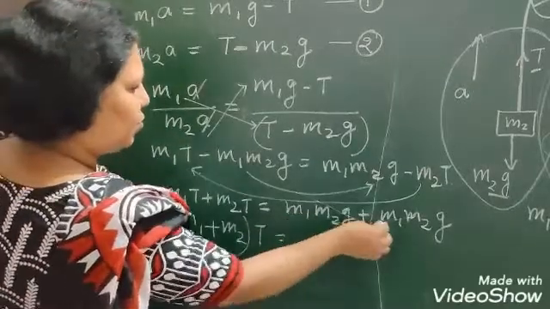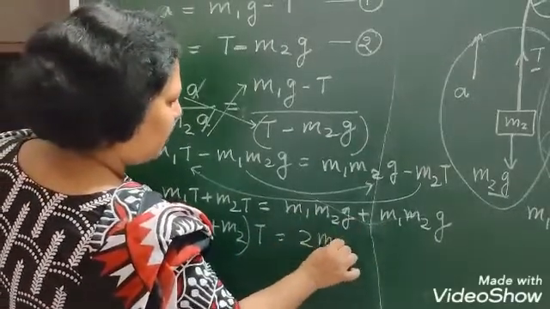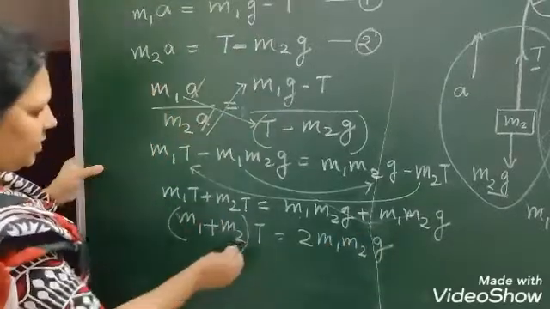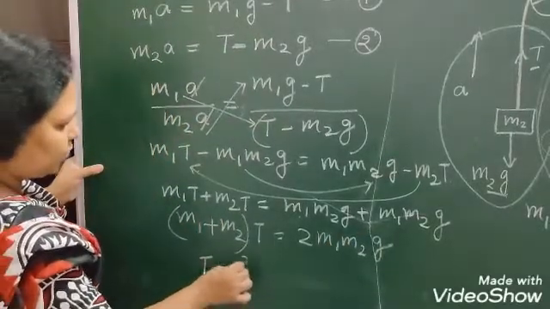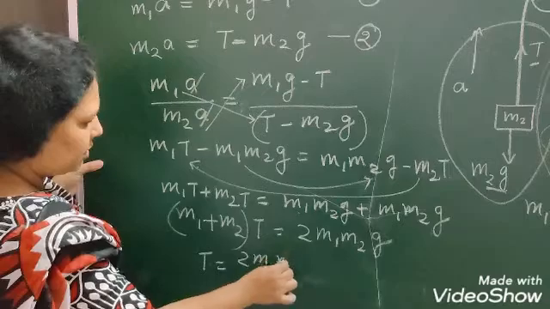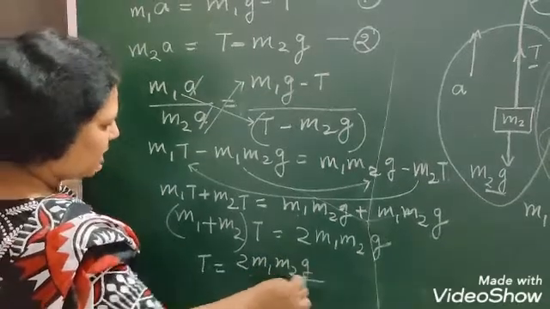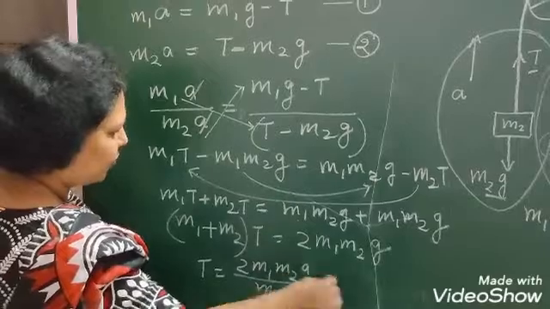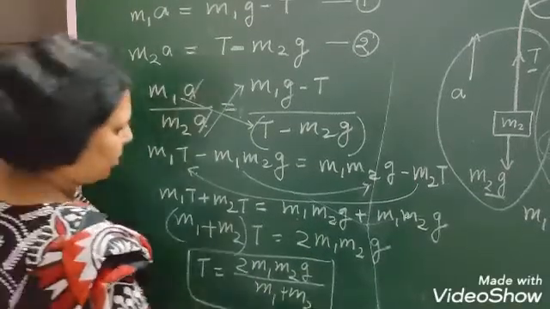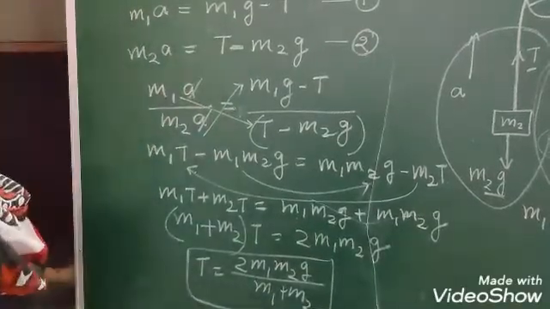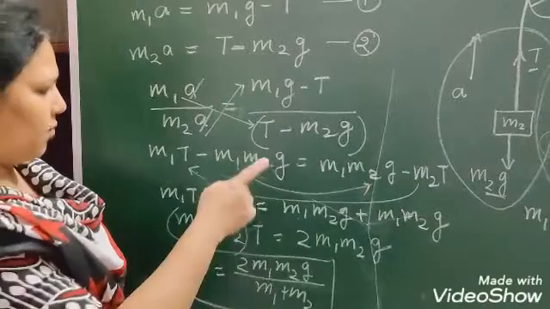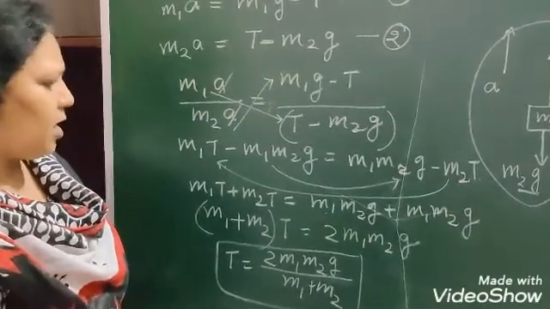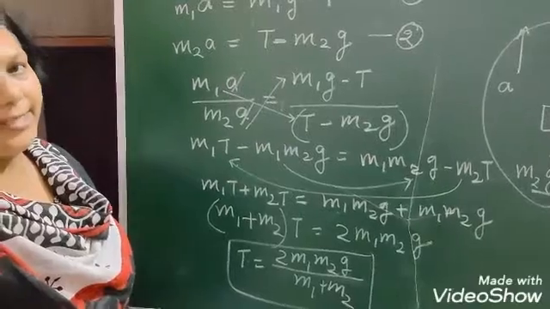So this is 2 times m1m2g, okay, and T is equal to 2m1m2g upon (m1 plus m2). Okay, so this is the formula for the tension. This is the formula for the tension of this system, which is described here in the figure. Okay, now we have to calculate acceleration.